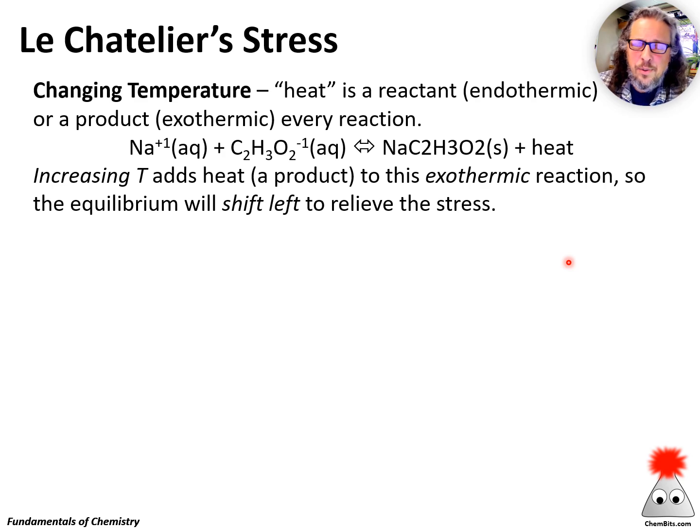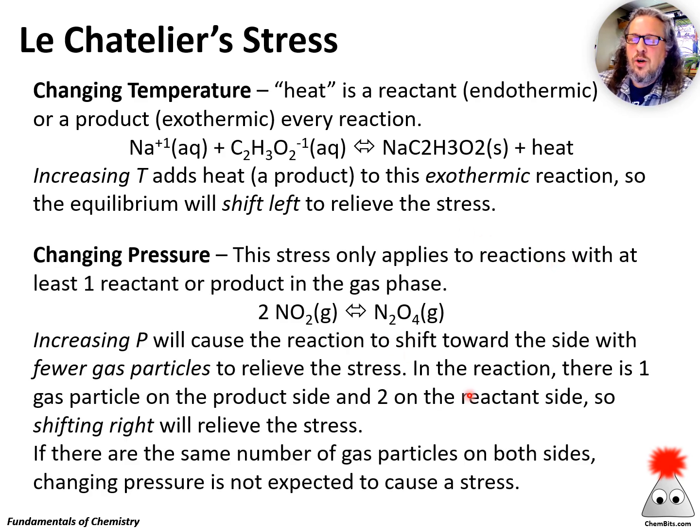The one that is a little bit different is pressure. Changing pressure will only affect a reaction if the reaction has gas particles in it. So when we've got a reaction with gas particles, so 2 NO2 gas can combine to form an N2O4 gas. If we increase the pressure on the system at equilibrium, the reaction will shift toward the side with fewer gas particles because it's trying to relieve that stress of more pressure.